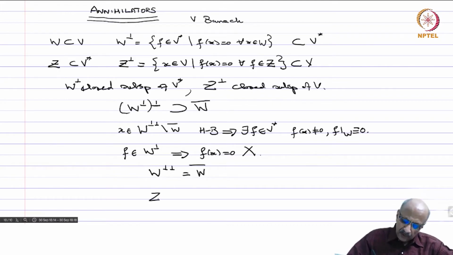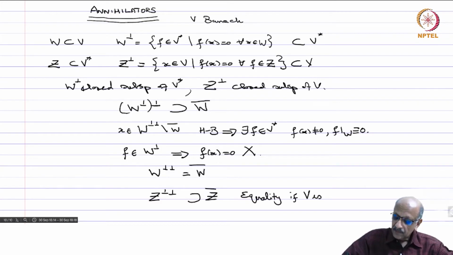Now, in the same way, if you take Z perp perp, that will contain Z closure. But if you try to imitate the same argument, you will fail, because when you apply Hahn-Banach you have to take something in V double star, and that doesn't come in anywhere in our calculations here. So we can only say this much, but we have equality if V is reflexive. Then V double star is nothing but V, and therefore you can repeat the previous argument.